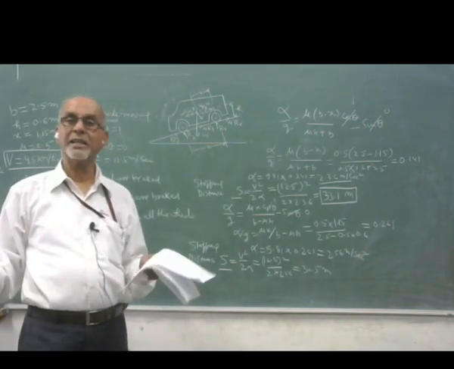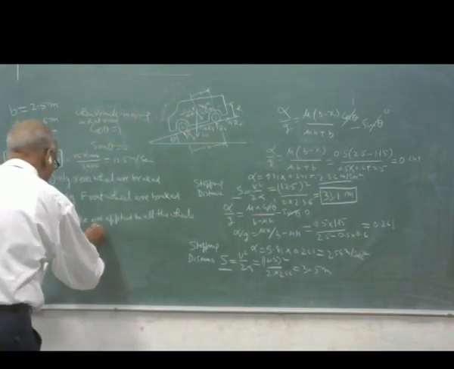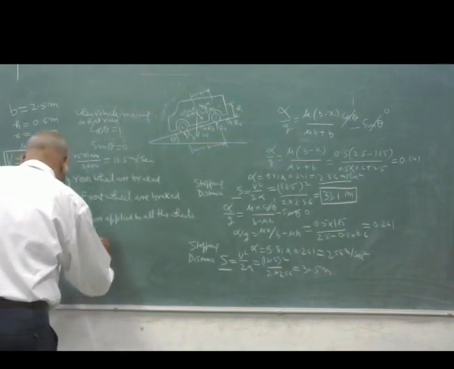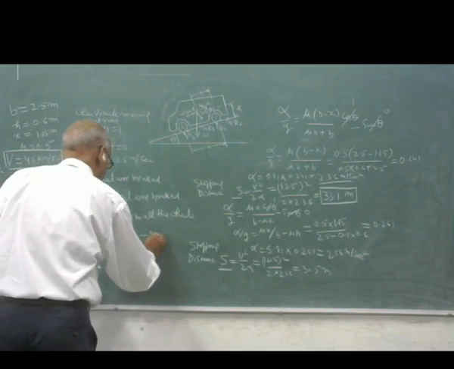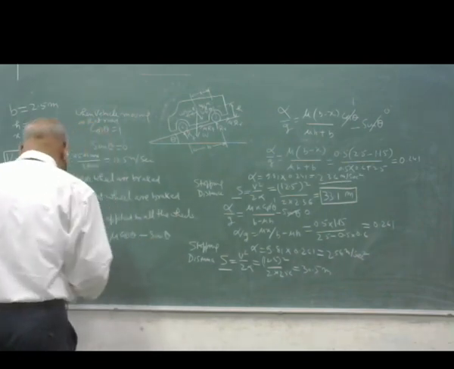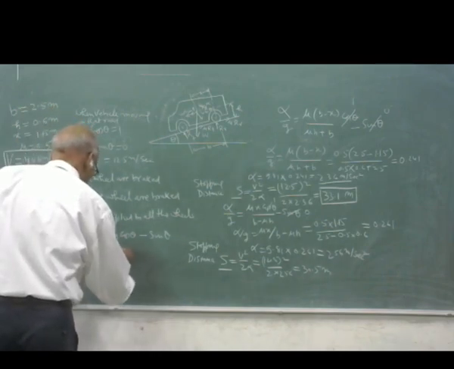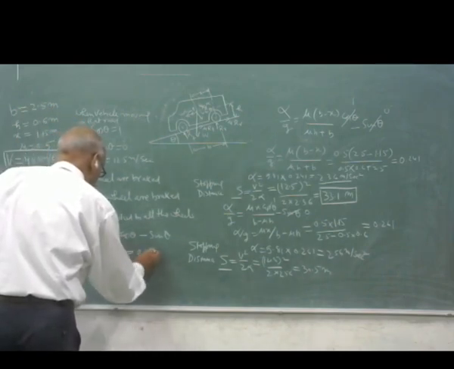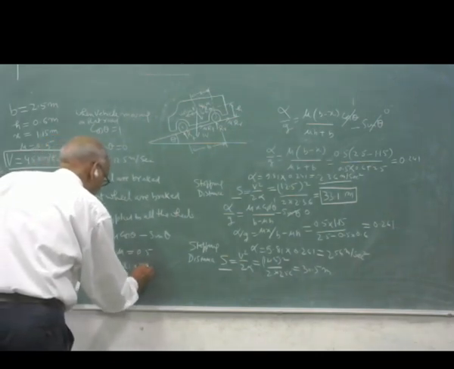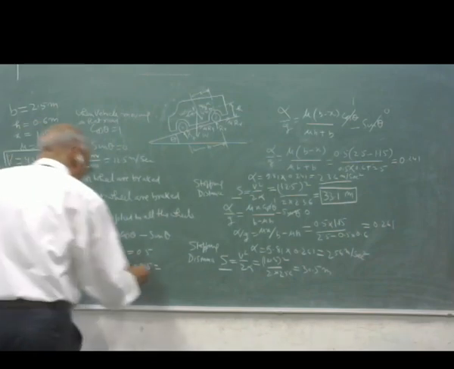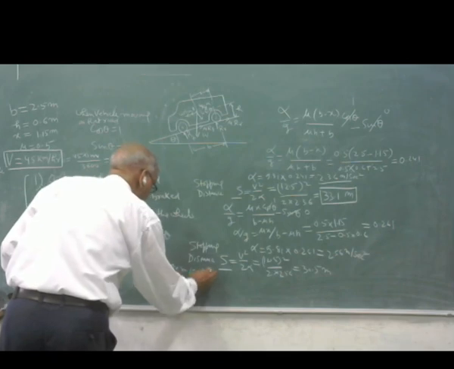Then we have to again calculate the stopping distance, and that is given by alpha by g is equal to mu cos theta minus sin theta. That is equal to mu 0.5. Therefore, alpha is equal to 9.81 into 0.5. That will give you 4.90 meter per second square. Okay?